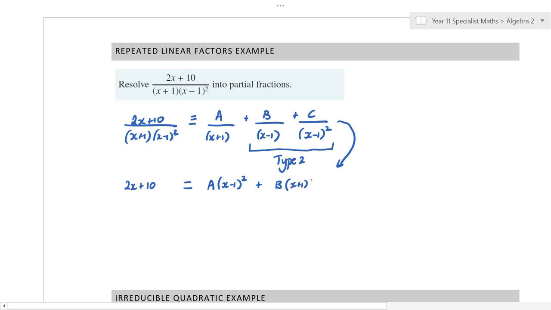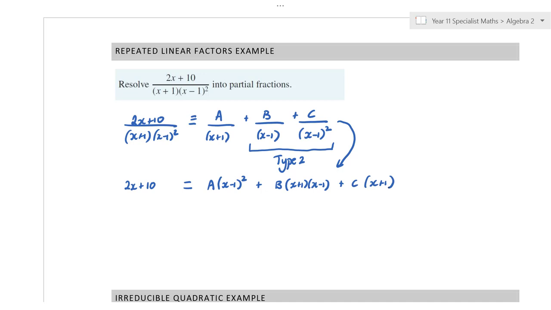(x plus 1)(x minus 1). And C, well, that's a bit easier, x plus 1. Can you see there? Can you see how I can go from this step to that step and you wouldn't lose any marks? Okay? So don't create extra work for yourself.